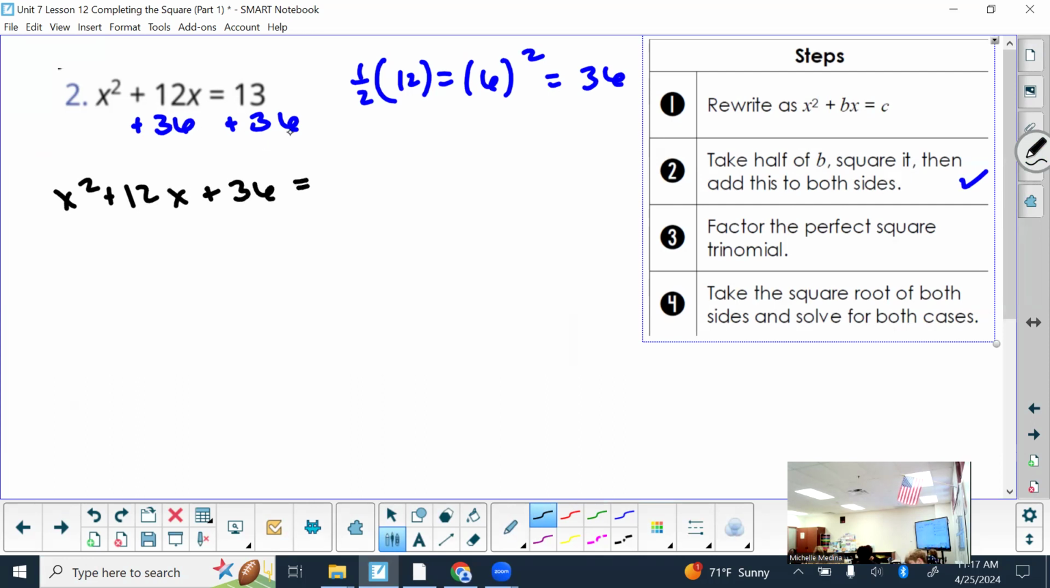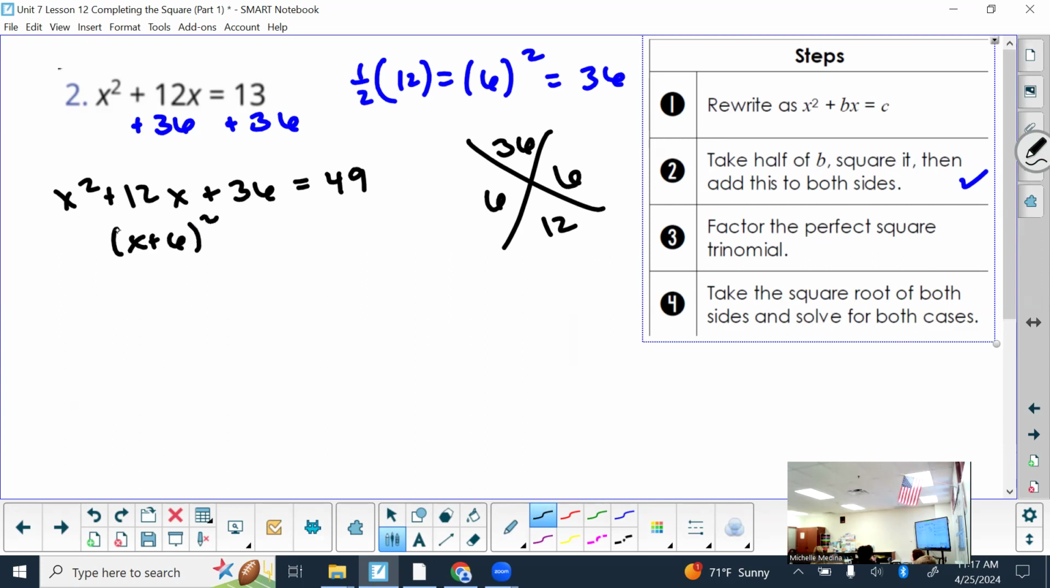On the right side, you just have to keep it equal. Whatever you do on one side, you have to do to the other. What's 13 plus 36? And then we're on to step 2, which is to factor the perfect square trinomial. So what multiplies to 36 but adds to 12? 6 and 6. We want to write it in its condensed form, like this, instead of doing x plus 6, x plus 6, write it like this, squared.